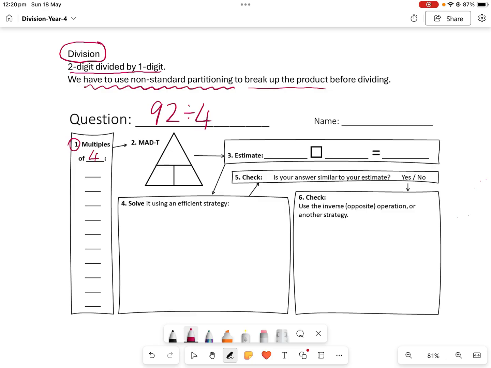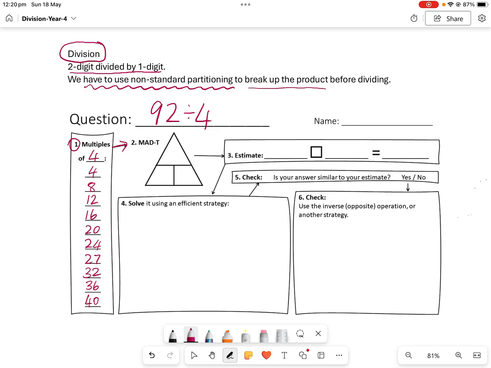So the multiples of 4 are: 4 1s are 4, 4 2s are 8, 4 3s are 12, 4 4s are 16, 4 5s are 20, 4 6s are 24, 4 7s are 28, 4 8s are 32. Oh, there was an 8 there. 4 9s are 36. 4 10s are 40. Okay.